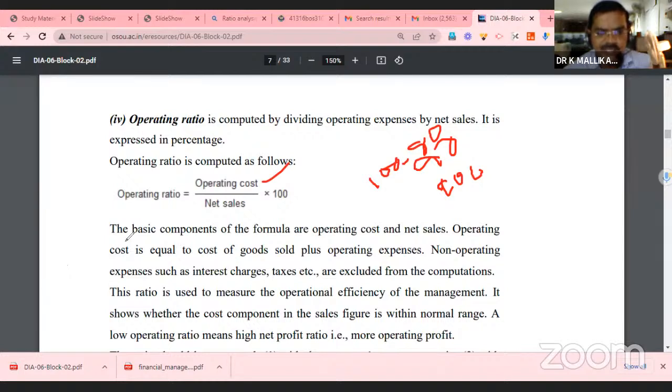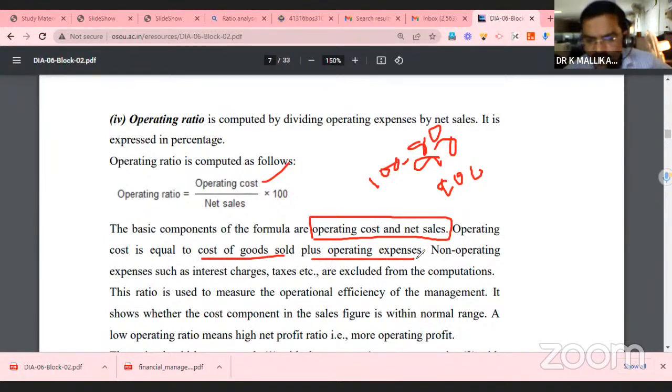The basic components of the formula are operating cost and net sales. So we are going to judge the relationship between operating cost and net sales. What is operating cost? Operating cost is equal to cost of goods sold plus operating expenses. So how are we going to calculate the cost of goods sold? Earlier I told you how to calculate it.